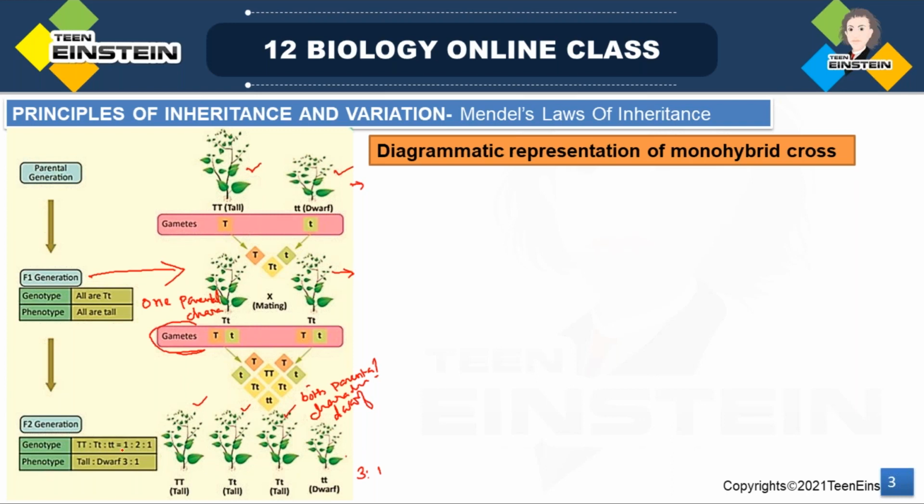This 3:1 ratio is the phenotypic ratio, or the phenotypic expression. Here you can see different genotypes. This is pure line or homozygous. These two are heterozygous, but both will express the tall character only. Dwarf is recessive. It has both recessive alleles, so it shows the dwarf character. If any one dominant allele is present, it will express only that dominant character, right?